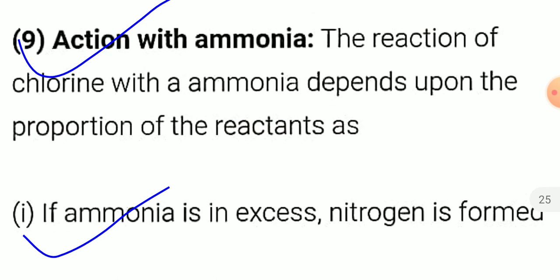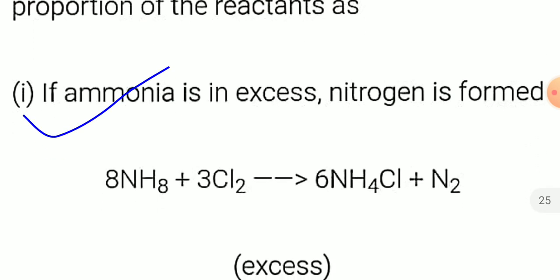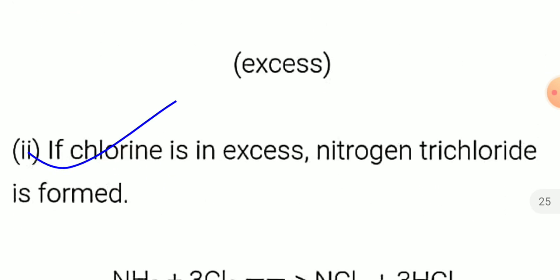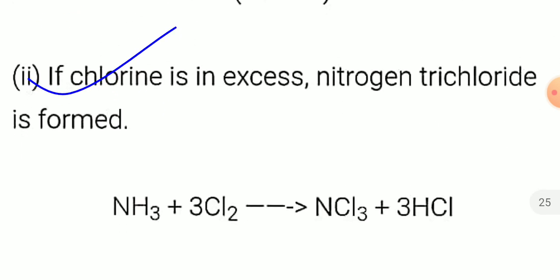Now, reaction with ammonia. If ammonia is in excess, chlorine reacts with ammonia and forms ammonium chloride and nitrogen gas. But if chlorine is in excess, then the product is nitrogen trichloride NCl3 plus HCl.